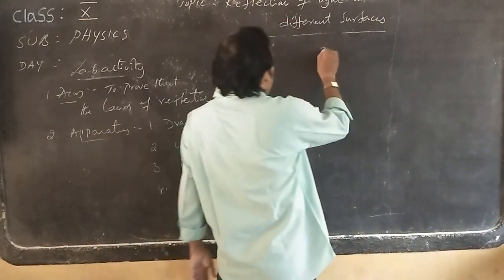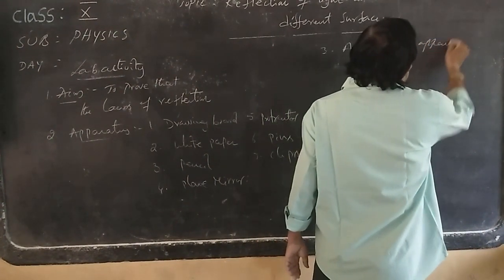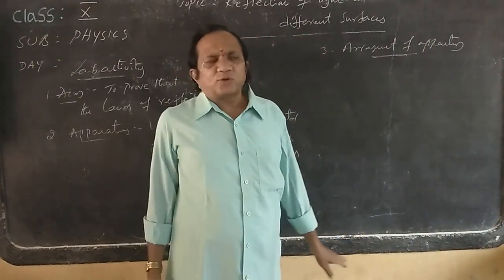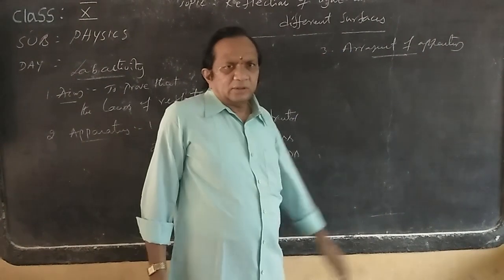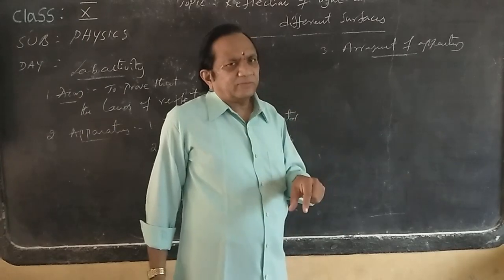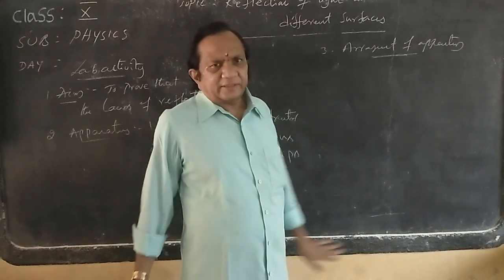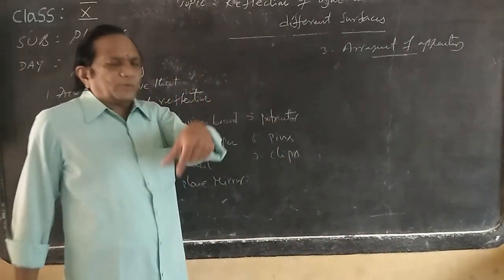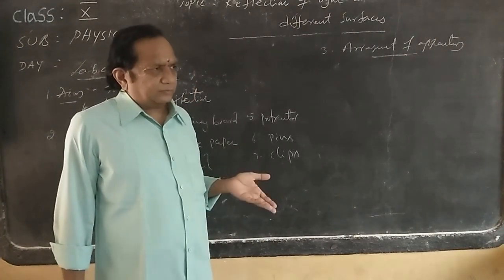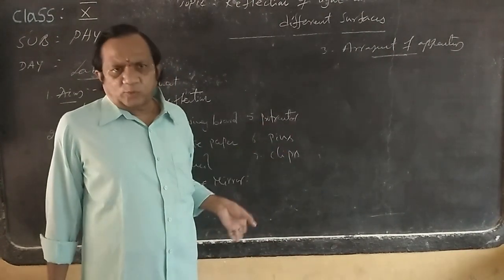Now, arrangement of apparatus. First of all, fix the white paper to the drawing board. So on the drawing board, or otherwise some pad to be taken, on that I have to fix the white paper. By using clips, or otherwise by folding, with pins also, one white paper is to be fixed to the drawing board.